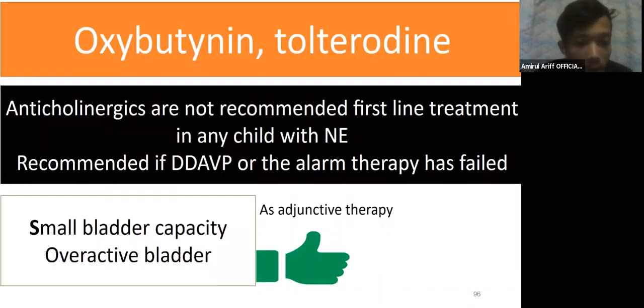The next drug of choice is an anticholinergic, like oxybutynin, but this is not recommended as first-line treatment in any child with nocturnal enuresis. It is recommended if desmopressin just now, or the alarm therapy, has failed. Also, this anticholinergic drug like oxybutynin works well in the case of enuresis due to small bladder capacity and also overactive bladder.